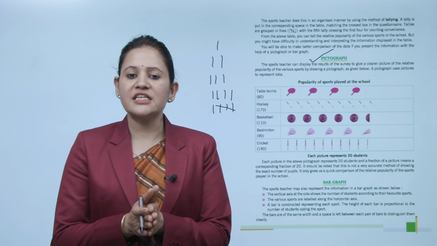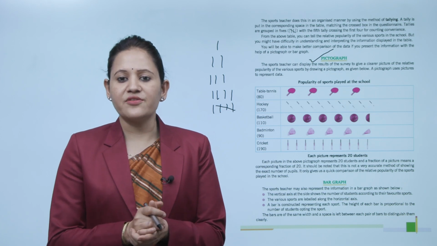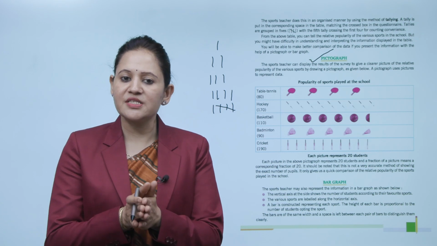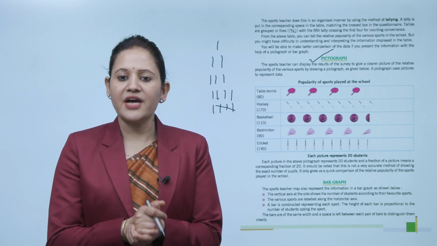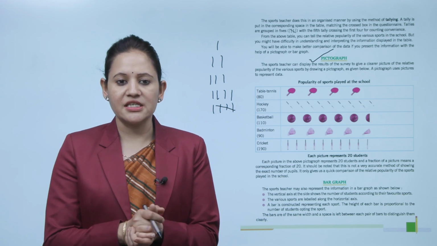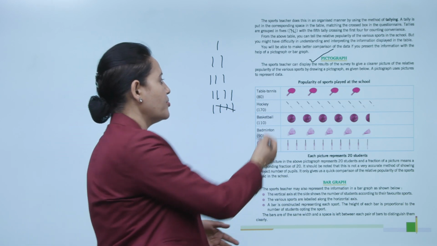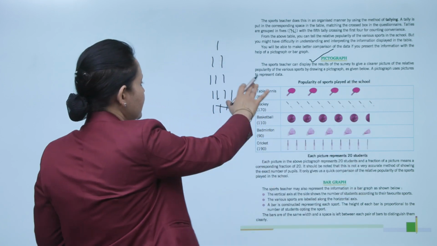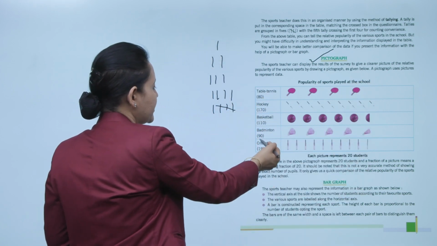The sports teacher can display the result of the survey to give a clear picture of the relative popularity of the various sports by drawing a pictograph as given below. The pictograph uses pictures to represent the data. Here, the popularity of sports played at the school: table tennis, hockey, basketball, badminton and cricket.